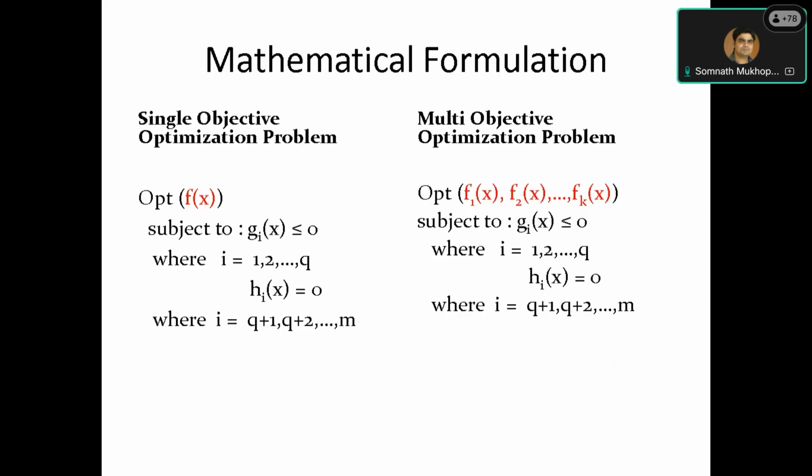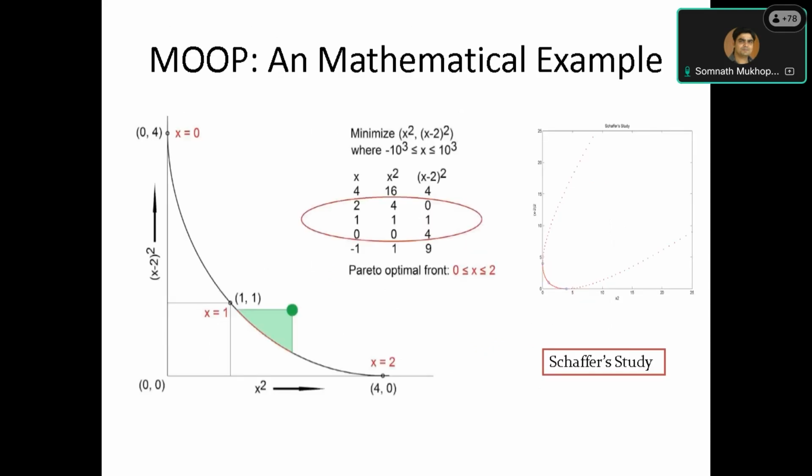So this is actually known as the dominance principle. When two solutions cannot dominate each other, then we cannot decide which one is best or which one is poor. This is mathematically and formally defined. In a single objective optimization problem, one function is optimized with some constraints, and in a multi-objective optimization problem, there will be many functions f1, f2, f3, and we have to optimize all these functions simultaneously with some constraints.